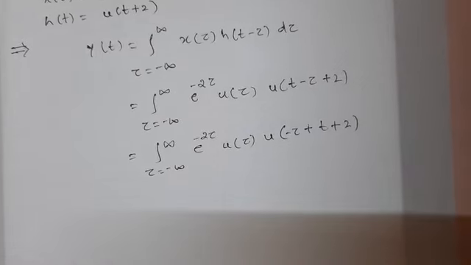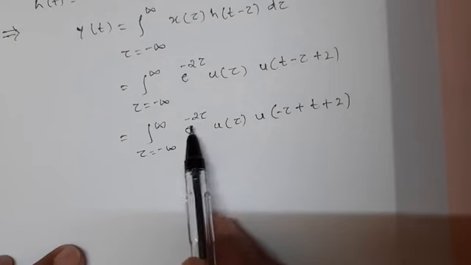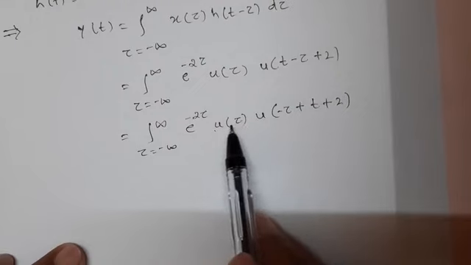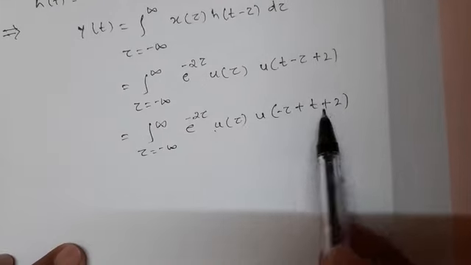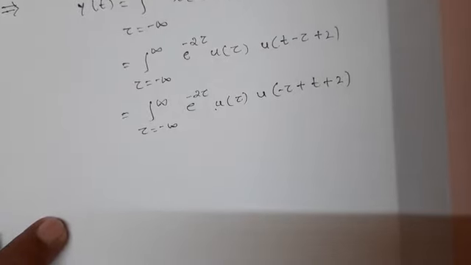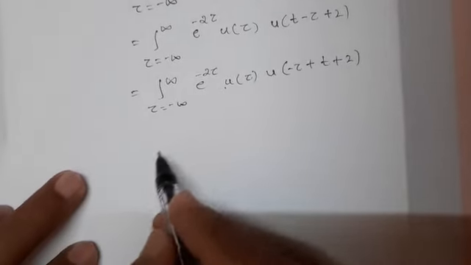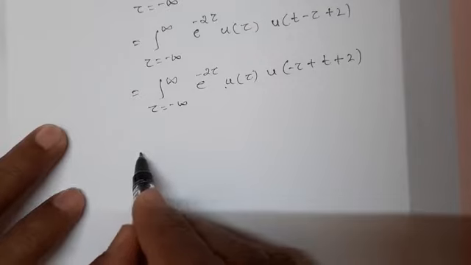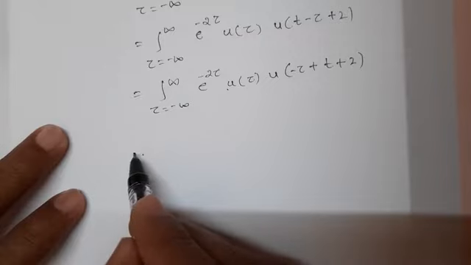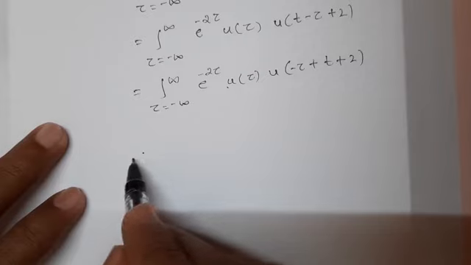Is it fine? Right? So keep e to the power minus 2 tau as it is. You can integrate it later. Now try to find the multiplication of u of tau and u of minus tau plus t plus 2. It is all just representing these signals in terms of waveforms and trying to see where they overlap. I'll try to go a little bit faster.